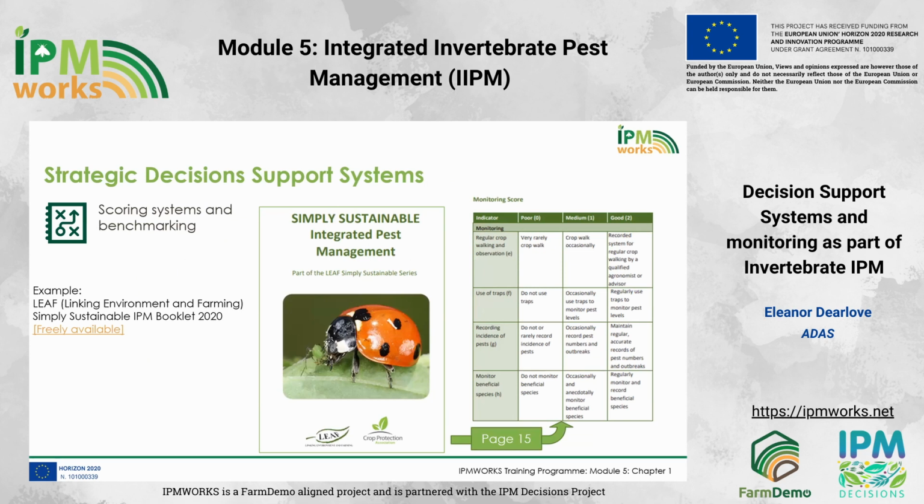Strategic techniques require many farm-specific considerations and therefore tend to be generic guides to improve the overall IPM uptake. The main type of strategic DSS are farm-level guidance, helping growers to identify key approaches relevant to their farm. For example, LEAF's Sustainable Integrated Pest Management Guide and Scoring System in the UK.